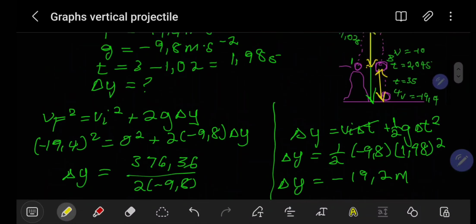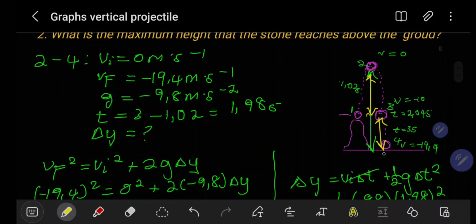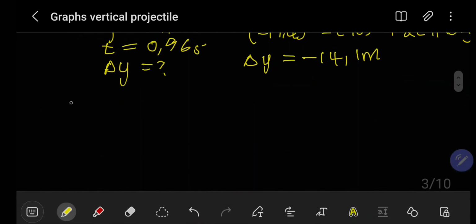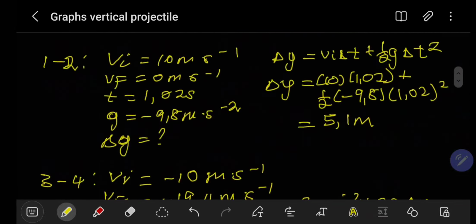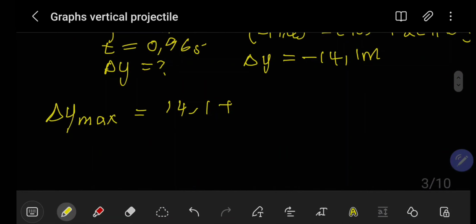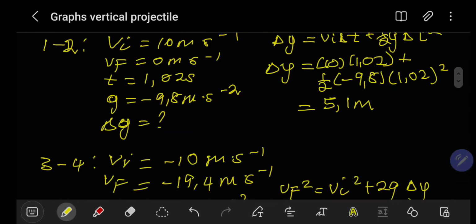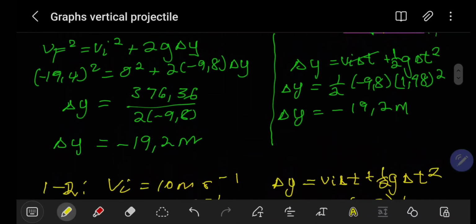So now we know the distance from the top of the cliff to the ground. Then we can add the 5.1 and get the maximum height reached by the ball. So the change in y maximum must be equal to 14.1 plus 5.1. Then our answer is 19.2 meters. Then we get the same answer. So you can use as many different methods as you want.